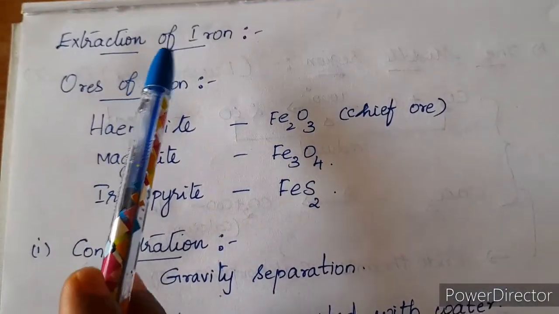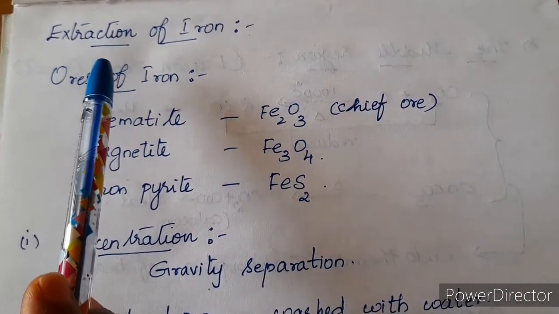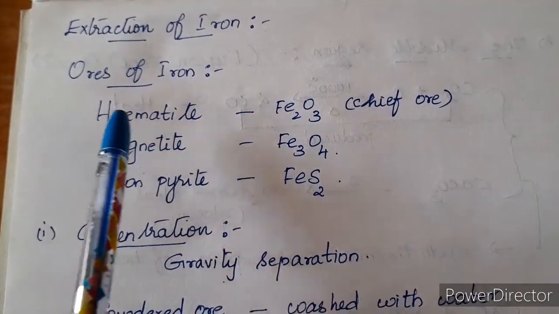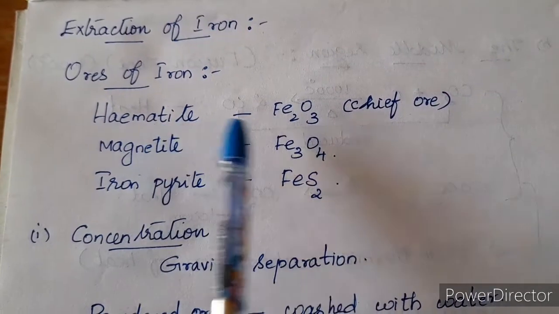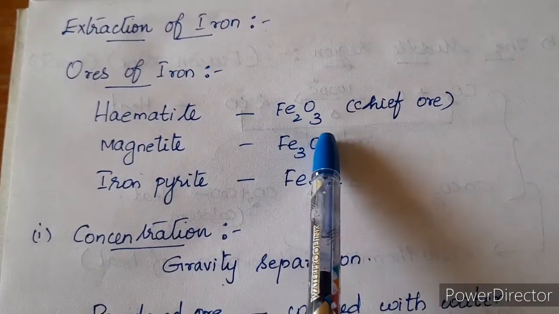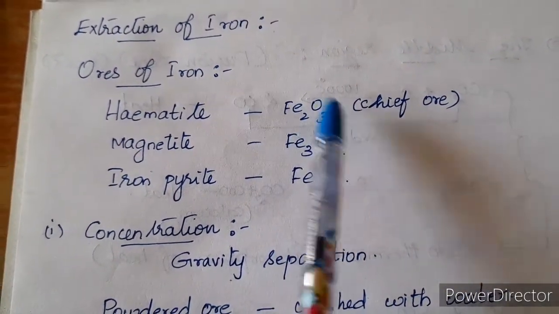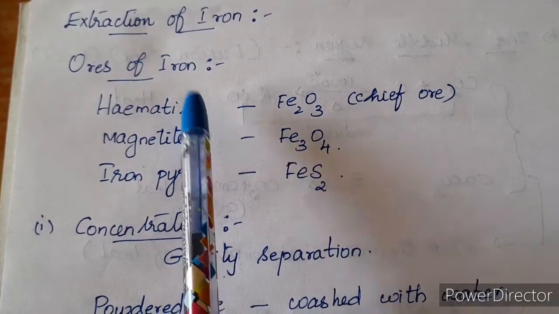Next, we'll see the extraction of iron. Before we go into the extraction, let's see the important ores of iron. The first ore is hematite, and the formula is Fe2O3, and this is the chief ore of iron from which the iron is extracted.